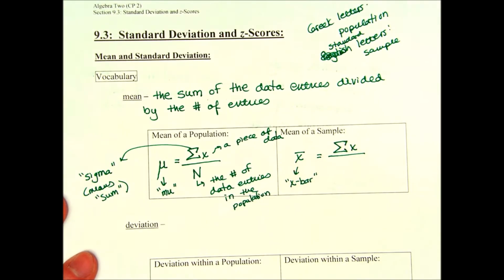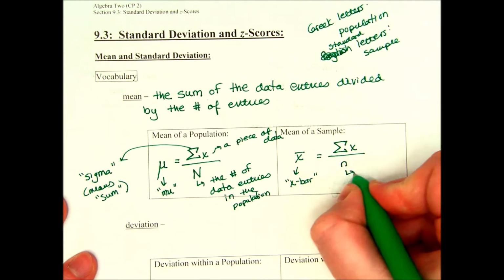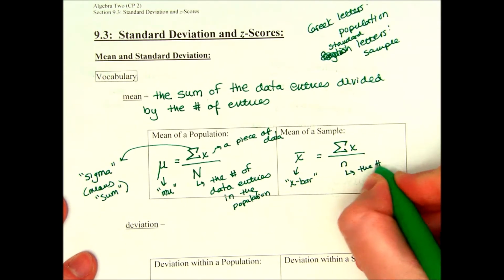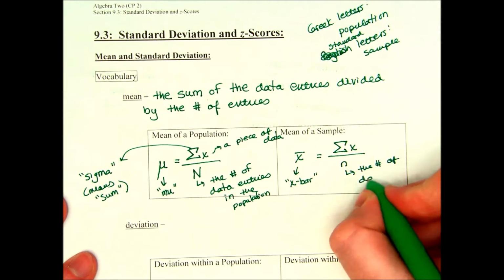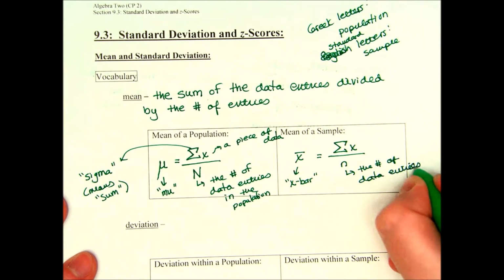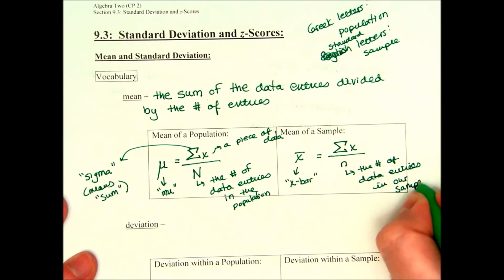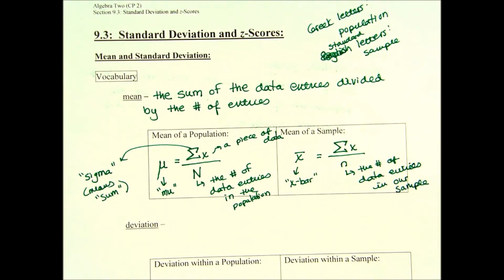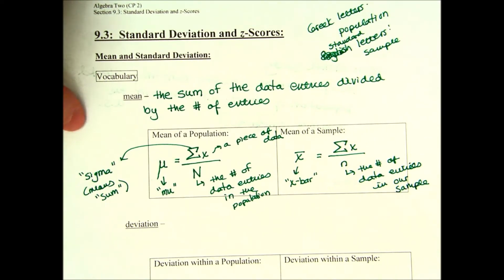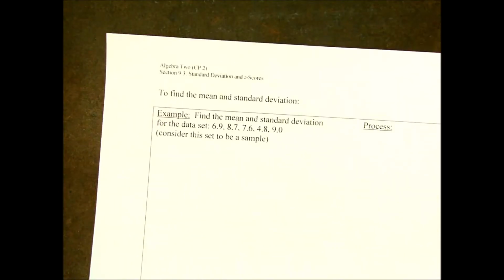We have a slightly different symbol for the number of data entries in a sample. It's just a lowercase n, which is going to stand for the number of data entries in our sample. If you need another moment, press pause and finish copying things down. But if you're ready, we're going to find a mean on the next page. And we'll come back and fill in the rest of the notes a little bit later.